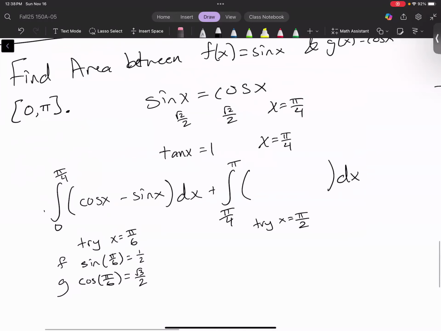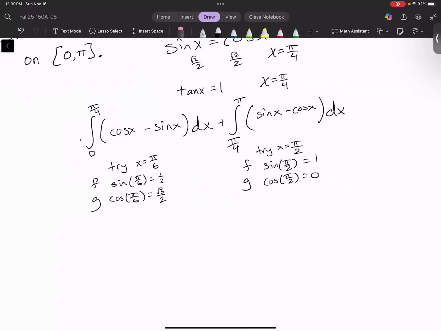Then for this guy, we'll plug in again. So sine of pi over 2, cosine of pi over 2. So this is f, this is g, and that equals 1, that equals 0. So sine's on top now. So we're going to do sine x minus cosine x. We're looking for the bigger value minus the smaller value.